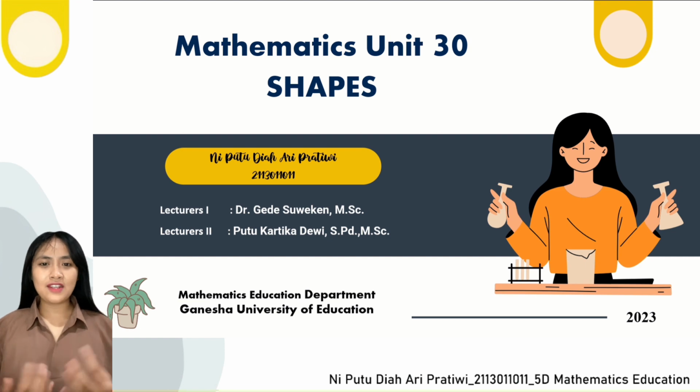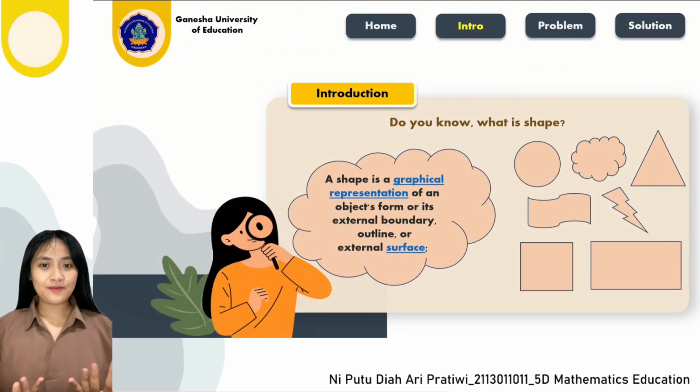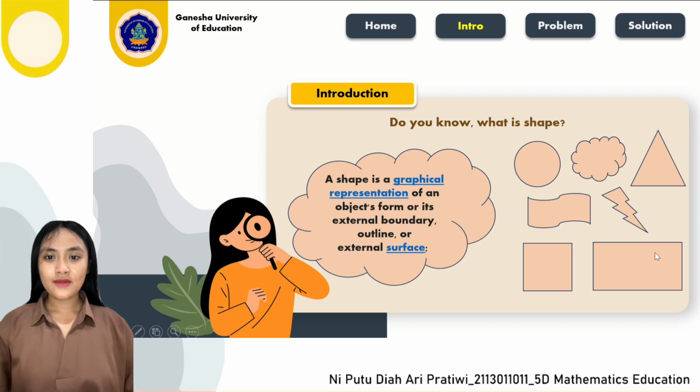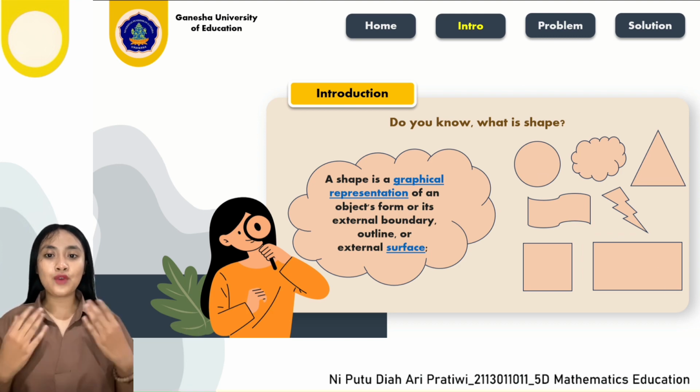But before that, do you know what is a shape? Yes, you're correct. A shape is a graphical representation of an object's form or its external boundary, outline, or external surface. For the example of shapes, you can see on this picture. Shapes can be classified into regular shapes and irregular shapes.